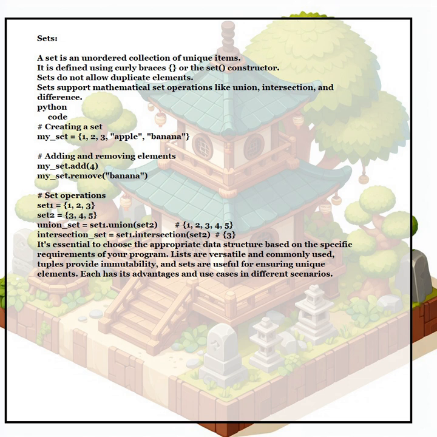Sets. A set is an unordered collection of unique items. It is defined using curly braces, or the set constructor. Sets do not allow duplicate elements. Sets support mathematical set operations like union, intersection, and difference.